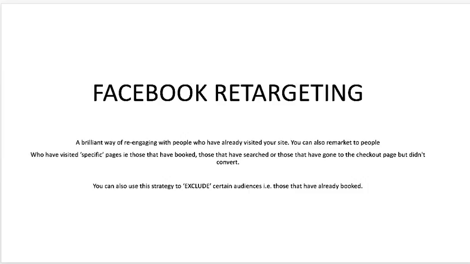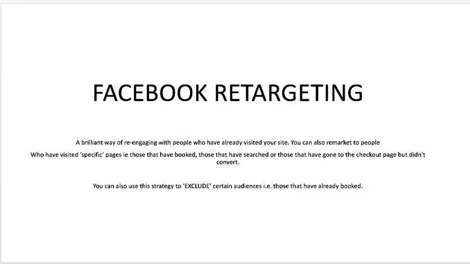So if you're looking at this program and you're thinking, oh, maybe let me just take a look at it, let me try Facebook retargeting, you don't need to trudge through minutes and minutes of other content before you get to this bit. So anyway, Facebook retargeting is relatively new.